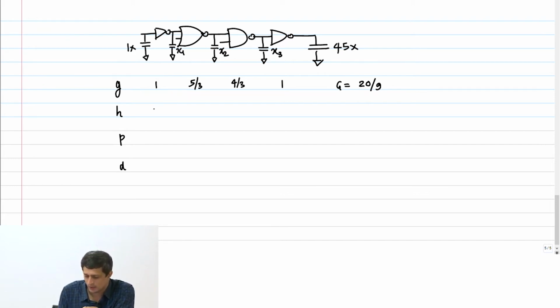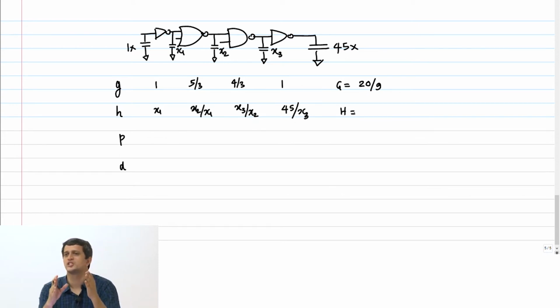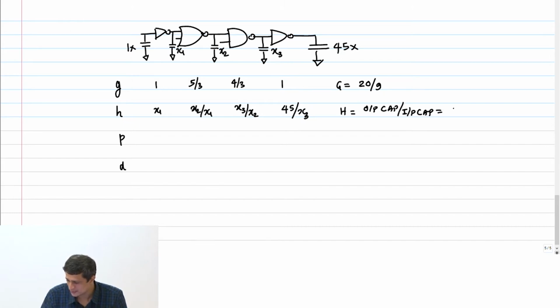Of course, the electrical effort is what? The variables shown here: x1, x2 by x1, x3 by x2, and 45 by x3. Path electrical effort is just output capacitance by input capacitance. You don't have to do this multiplication always. Path electrical effort is just output cap by input cap, which is nothing but 45.